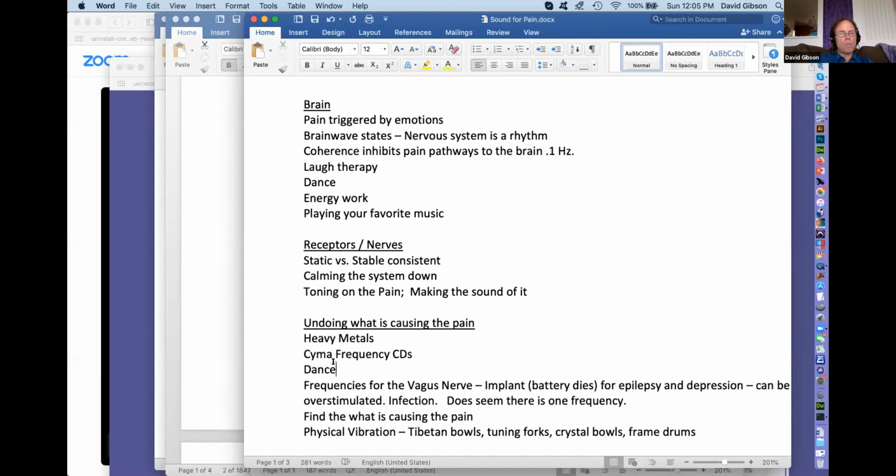I think it's very cool, because I think you're right. I think heavy metals are a big problem. Frequencies penetrate. They go through walls, they go through everything. So I don't even know how close it actually has to be to get through it.